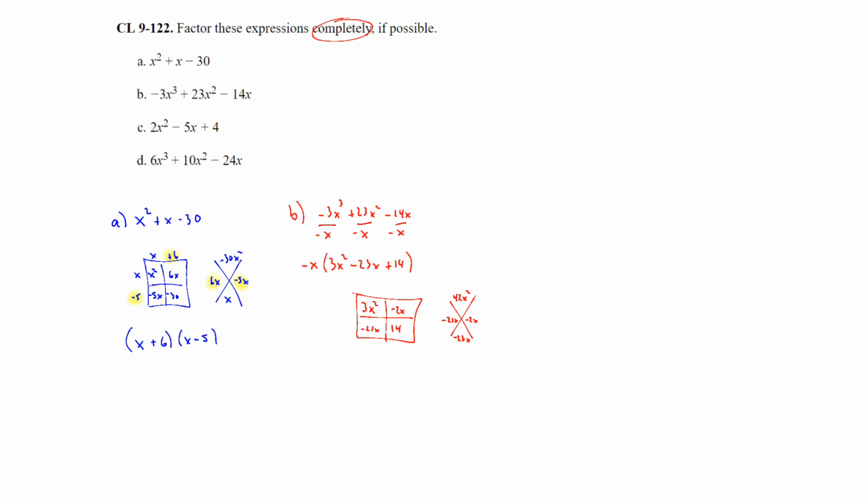So we'd have to put the 3 up here because that goes into 21, doesn't go into 2. So 3x and x. That means this would be a minus 2, and that would be a minus 7. So it looks like our final answer, make sure it's factored completely, would be negative x times 3x minus 2, and x minus 7.